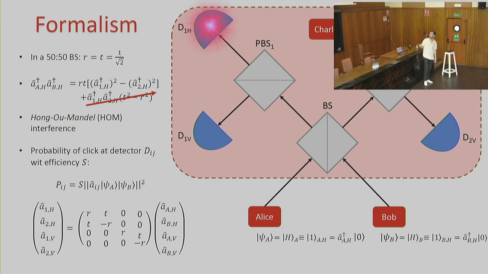Something worth noting here is that for this Hong-Ou-Mandel interference to happen, we need Alice and Bob's states to be identical. That means they must be indistinguishable here at the beam splitter. In particular, that implies that we need to have the same frequency, and they have to arrive there at the same time. And in practice, this is very difficult.